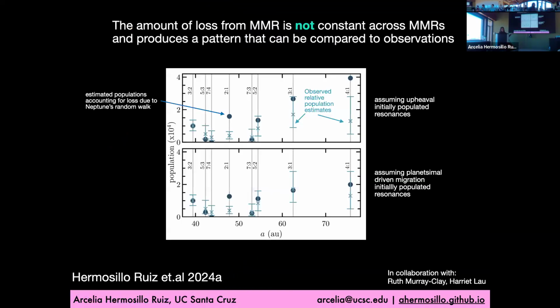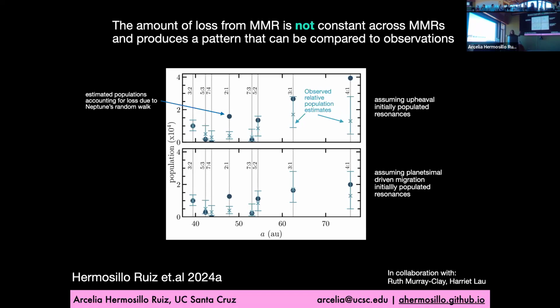And the main result of this paper was that the loss across mean motion resonances is not constant. And since it's not constant, that is a very good signature, or an obvious signature, to compare to observations. So I'll walk you through this plot.